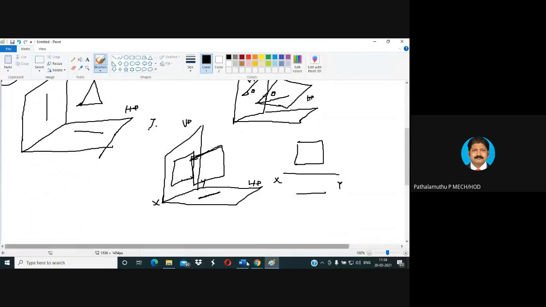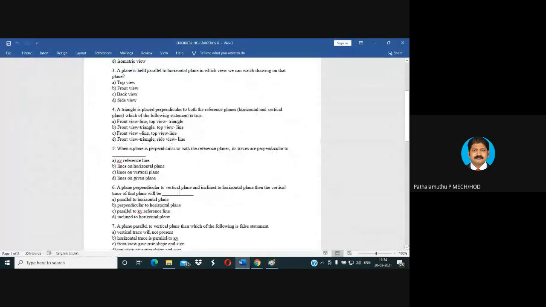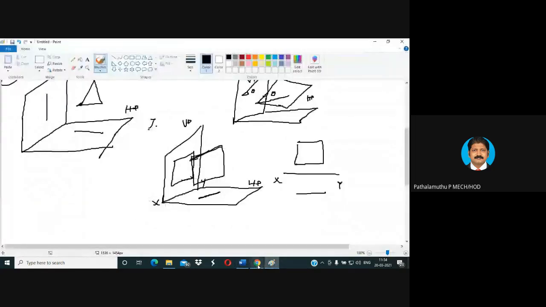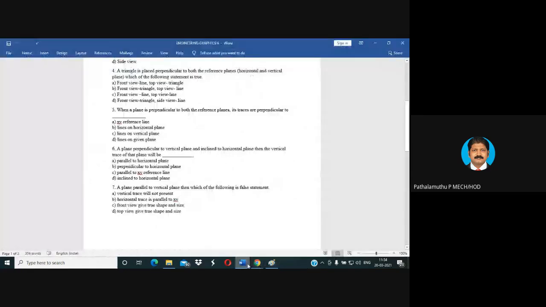Question number 7. Vertical rays will not be present. Vertical rays present, that is the correct answer. The false statement: vertical rays will not be present. Parallel to VP means no vertical rays. It's correct. But the question is, which is the false statement? Horizontal trace is parallel to XY. Correct, this one is the horizontal trace, parallel to the XY axis. These are correct.